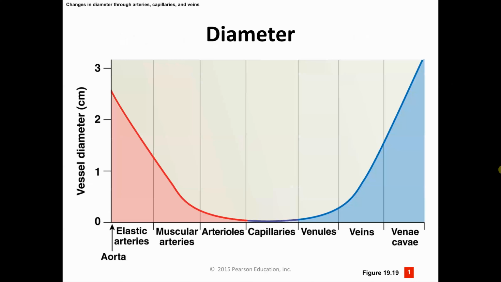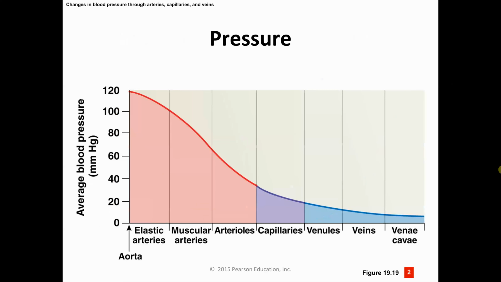Alright, so this shows the vessel diameter, which we just talked about. The biggest is the aorta. And then we go through the elastic arteries, muscular, arterioles, capillaries are the smallest, then venules, veins, and then the vena cava is the biggest vein. Now, if we compare that to the pressure in those vessels, the aorta is closest to the heart, so it's going to be at the highest pressure.